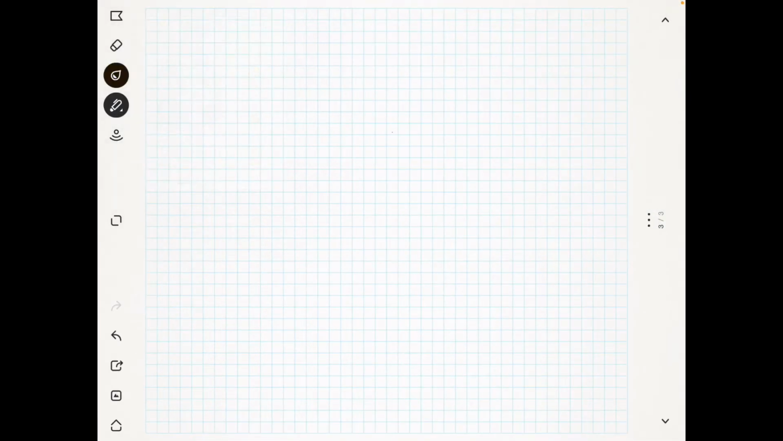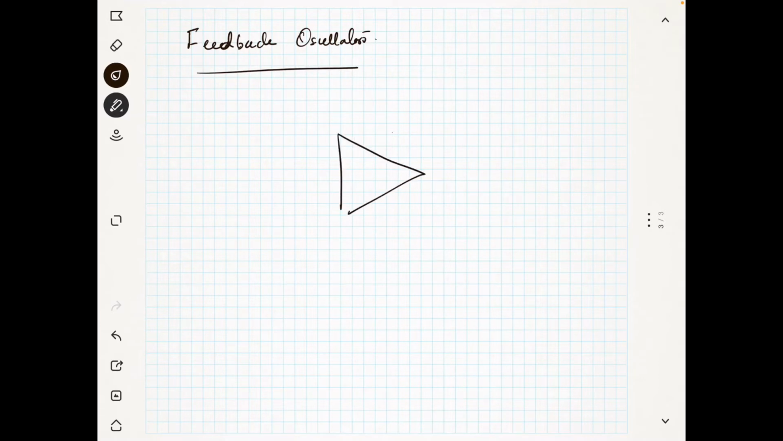So, feedback oscillators. In feedback oscillators, I told you that we need an amplifier. This is an amplifier. I am just using the notation of an amplifier, not an operational amplifier. And we need a power supply. This power supply we may call the bias or the VCC. This is a DC power supply.